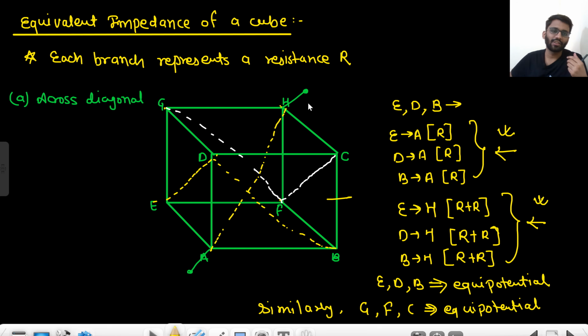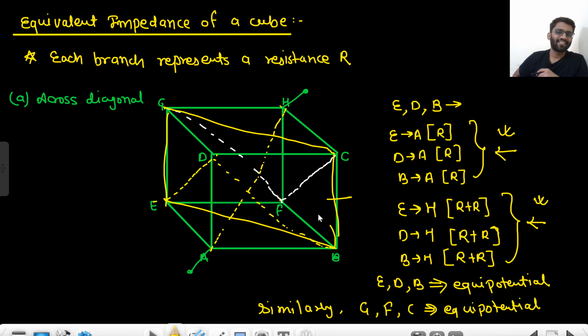I tried to solve it with the concept of symmetry, but I couldn't. From A to H, I will cut it in between. I know many will cut it down like this, but this is wrong. Why is it wrong? This is not perpendicular to A and H. This is perpendicular to A and F. A and H are in air. You have to cut it in air. So it's not that easy.